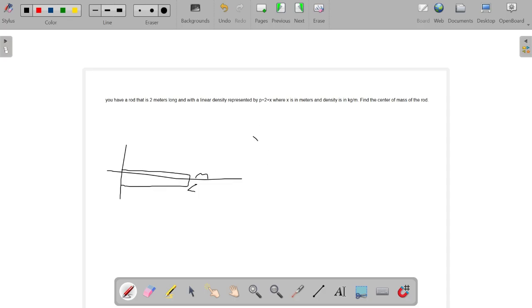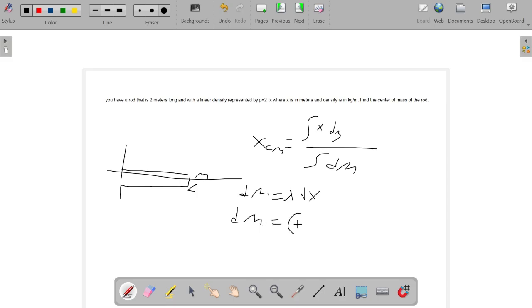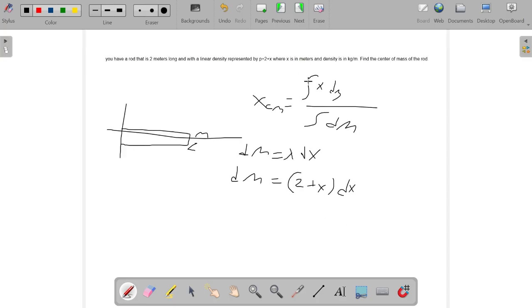So in order to find the center of mass, you're just going to use the equation: the integral of x dm divided by the integral of dm. And earlier we said that dm is equal to density, well, I said rho here, I prefer writing it like this, times dx. In this case, density equals 2 plus x, so dm is equal to 2 plus x dx. Which means we can turn the whole equation into this.